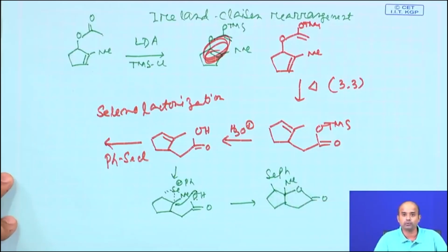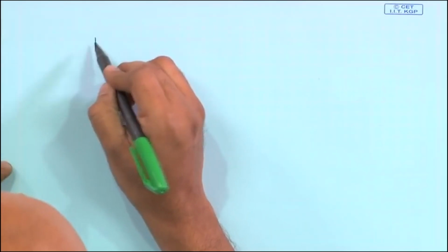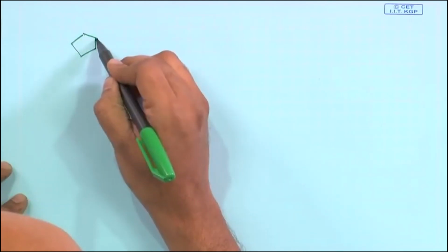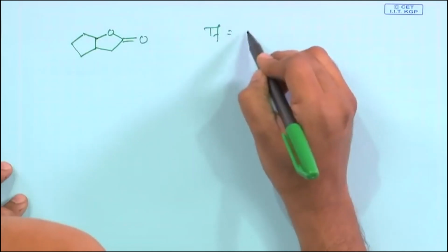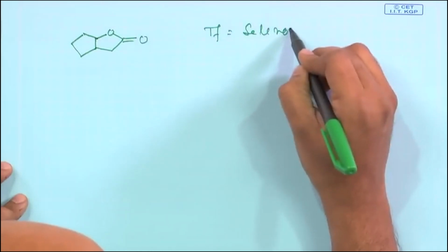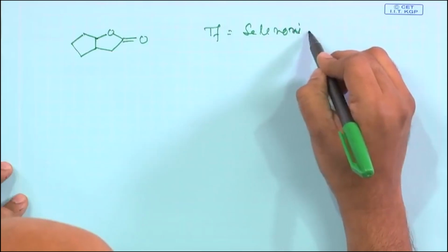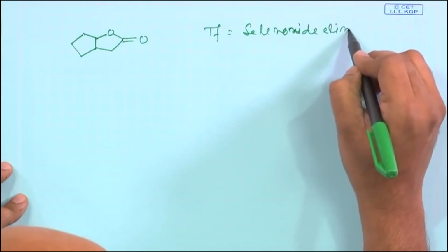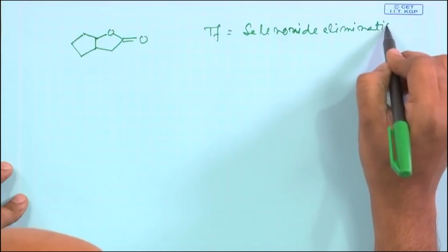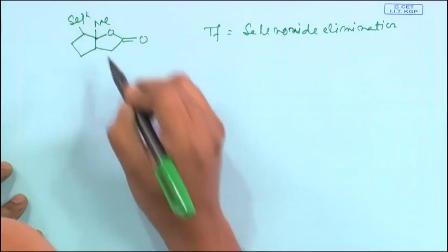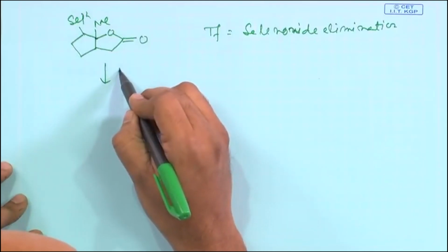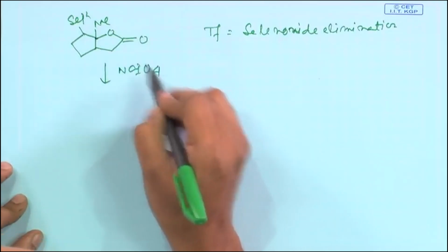The next step is you have to get rid of the selenium. For that purpose, there is a useful transformation called selenoxide syn elimination. The transformation we will be using next is selenoxide elimination. So, what it is exactly, you treat this compound with sodium periodate, which basically oxidizes the selenium first.